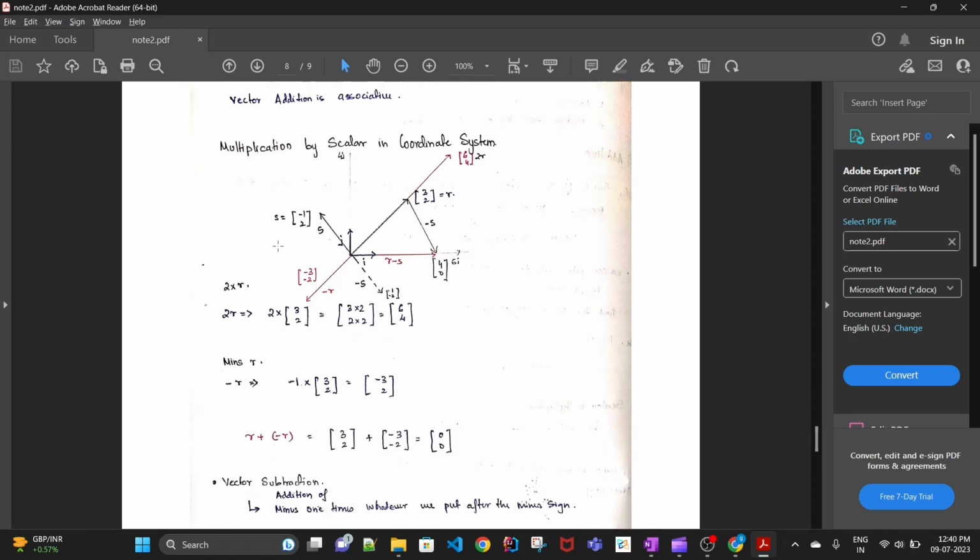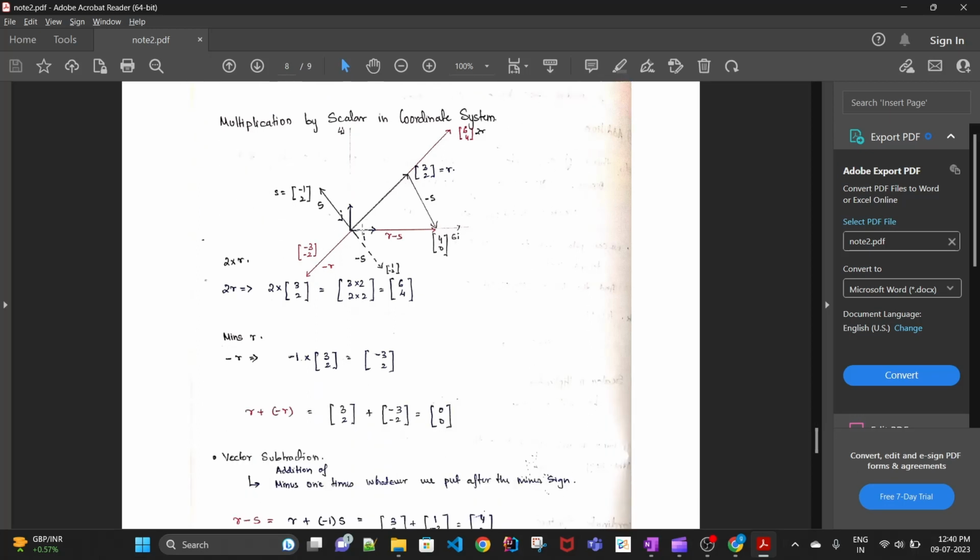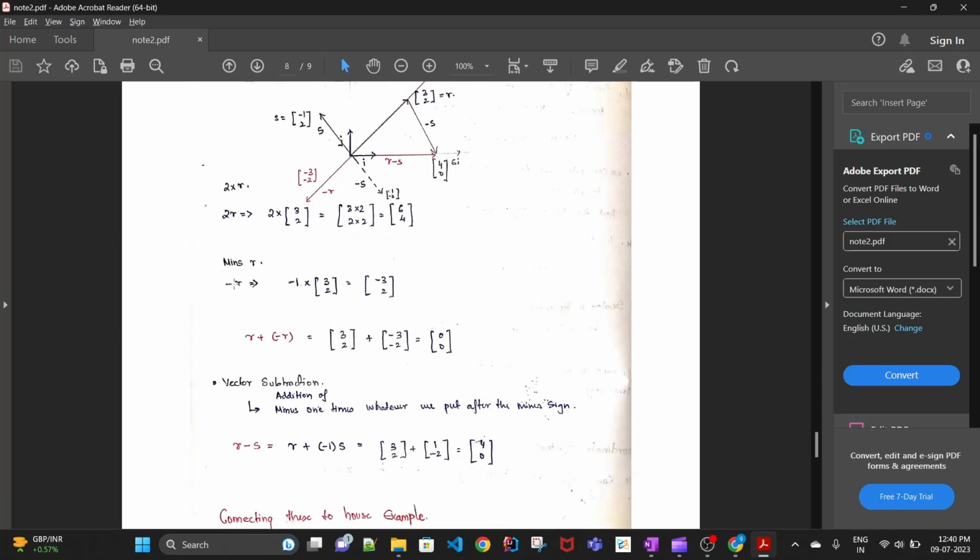Next, let us understand more about vector multiplication by a scalar. If we have a vector r, which is 3, 2 here, and we multiply it by 2, we multiply each component of the vector by 2. So 3 into 2 is 6, 2 into 2 is 4. This is the new vector. We can see now this vector is in the same direction, but it is twice the length.